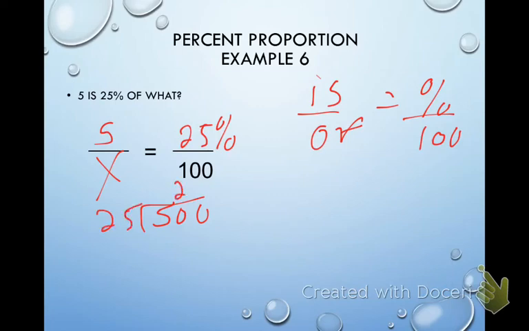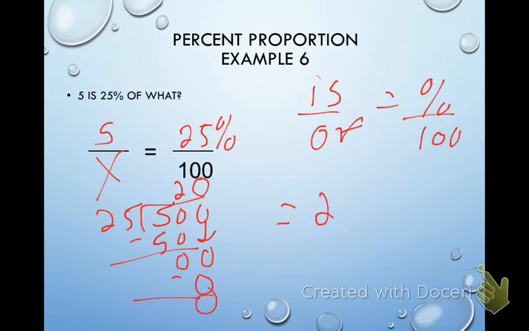25 goes into 50 two times. 2 times 25 is 50. Subtract, we have a 0. How many times does 25 go into 0? 0 times. 0 times 25 is 0. Subtract, we're done. That equals 20. The answer is 20. Congratulations.